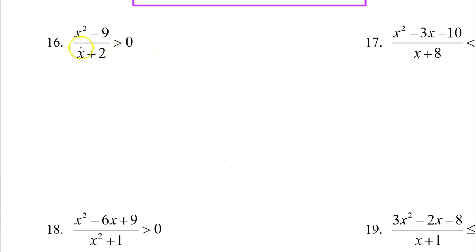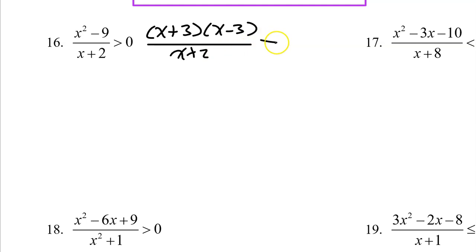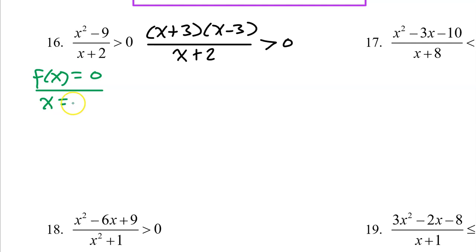These next 4 problems will require some factoring first. X squared minus 9 is the difference of 2 squares, which factors as x plus 3 times x minus 3. So now we have this. Where does f of x equal 0? That's at x equals negative 3 and x equals positive 3, where the numerator is equal to 0.